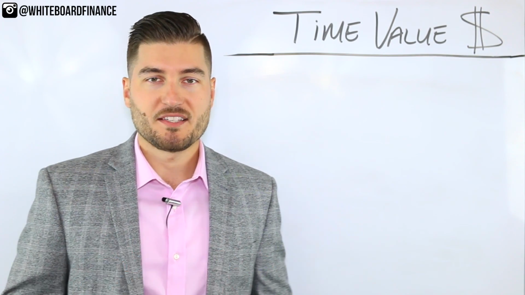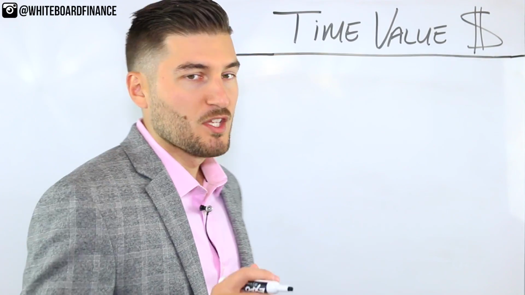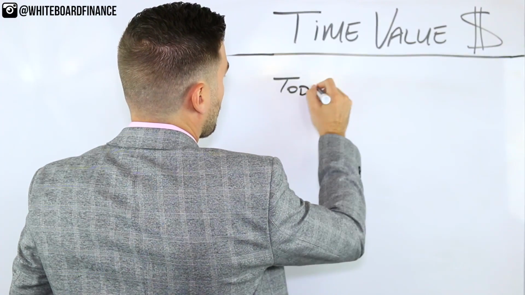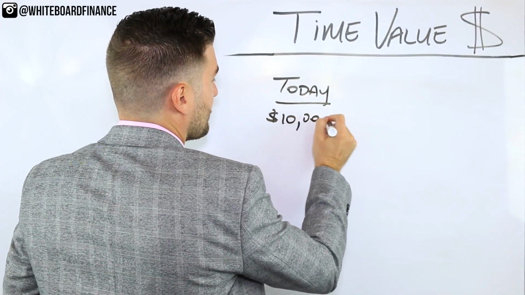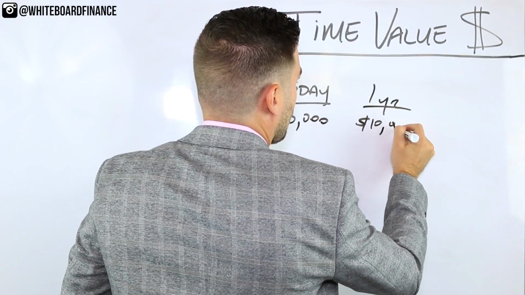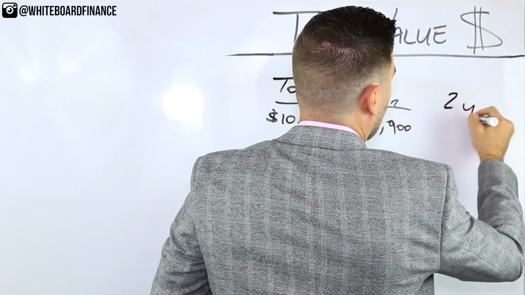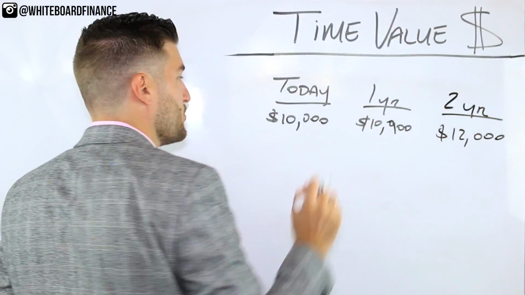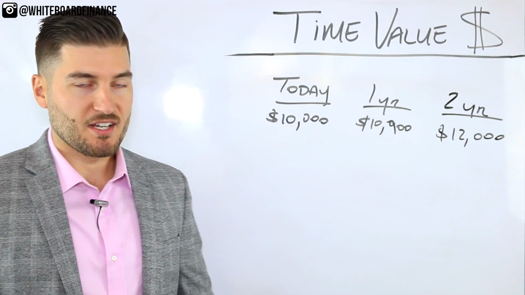So let me spice this up a little bit, and that way I can explain the time value of money concept to you. Instead of the $10,000 today, I'm going to outline basically 3 different scenarios. We're going to have $10,000 today, $10,900 1 year from now, and then Bob will be able to take out $12,000 2 years from now, okay? So what should Bob do in this scenario?